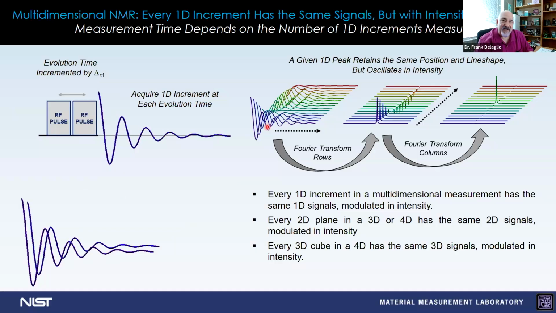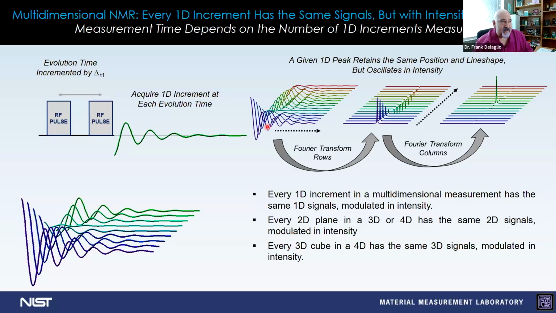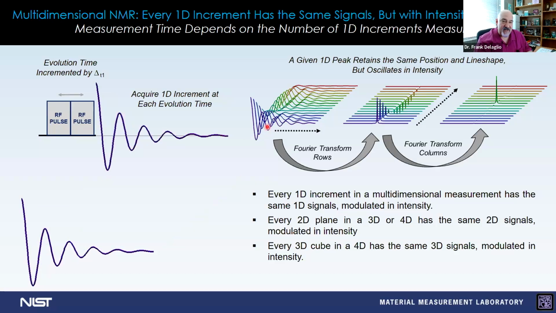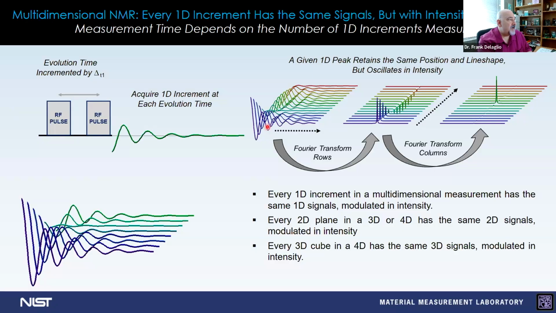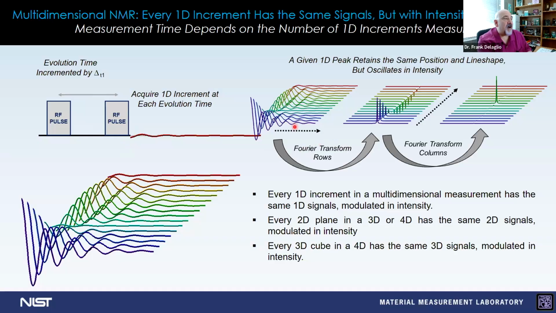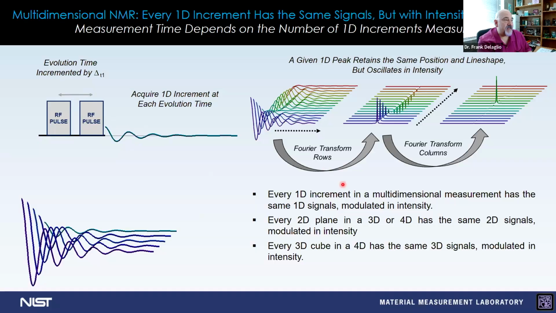Now, it's easy to forget, but obvious when you consider it. We're measuring a 1D experiment over and over again, so naturally it has the same signals. The sample is the same, so we measure 1D experiments over and over, and each one of the 1D experiments has the same signals. But because of this systematic adjustment in the pulse sequence, the intensities of those signals are modulated in some way in the indirect dimensions of the measurement.